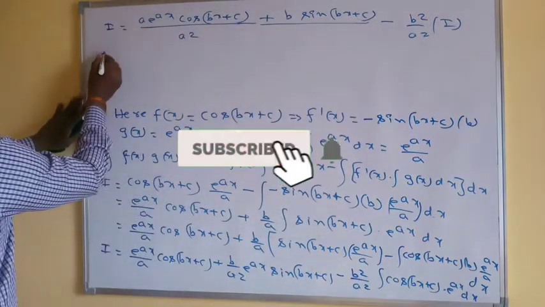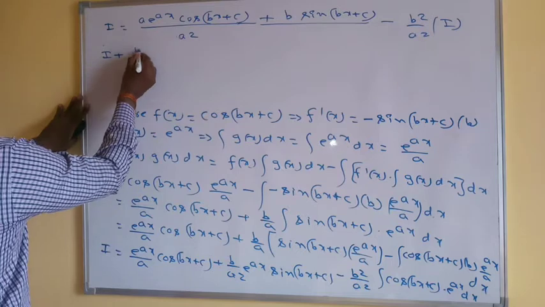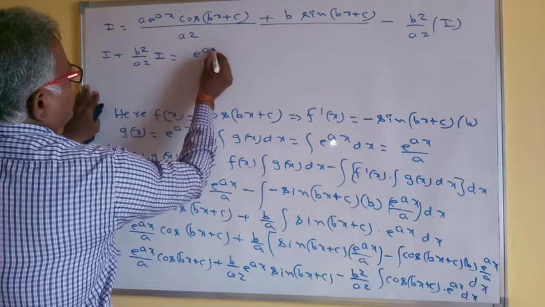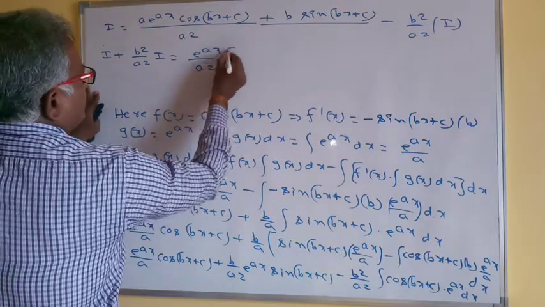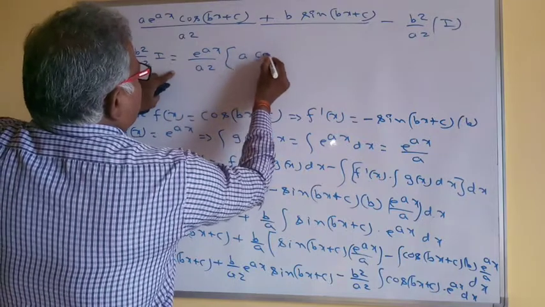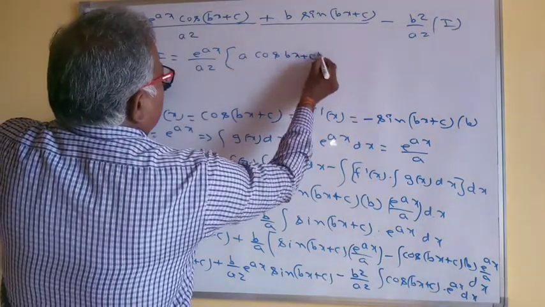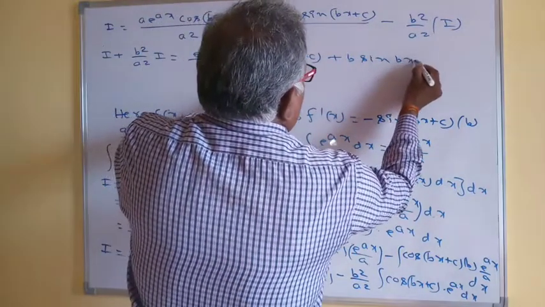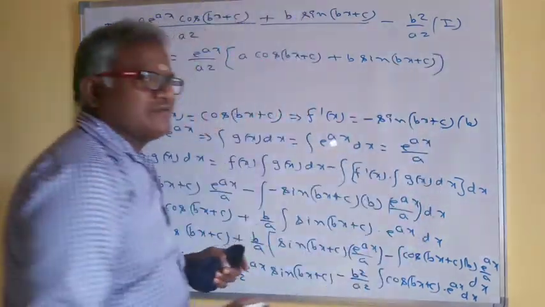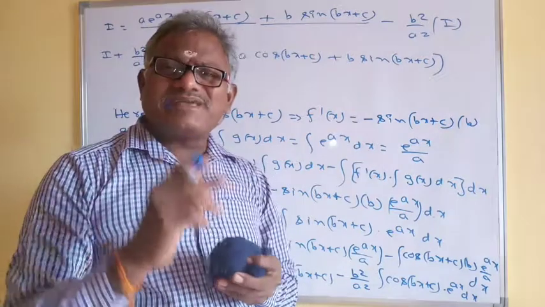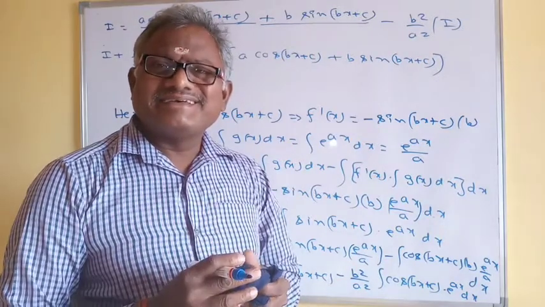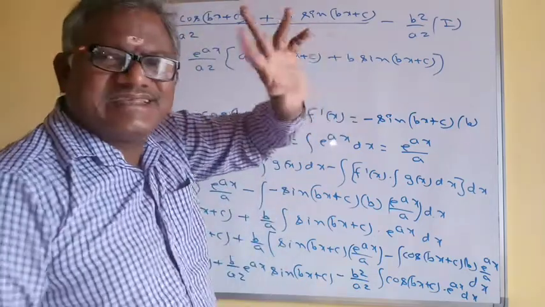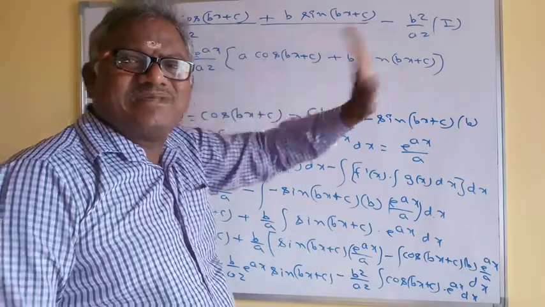So transpose to the left side, you have I plus b square by a square into I. Here if you observe, e power ax is common, so e power ax by a square into a cos(bx plus c) plus b sin(bx plus c). In the previous one it was a sin(bx plus c) minus b cos(bx plus c). Whenever sin is there, here minus; cos is there means plus.